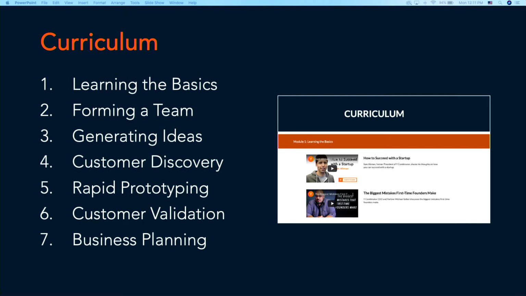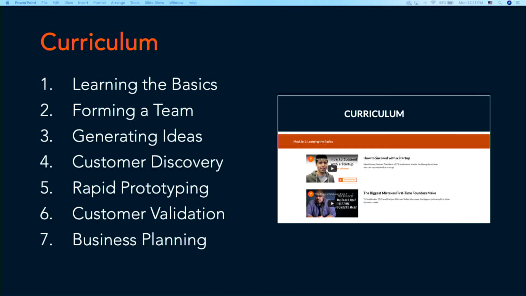The first one is learning the basics, basically getting a bird's eye view of entrepreneurship, and especially for those of you who are kind of new to the game, understanding what the best practices are for getting started as a founder. The second piece is forming a team. As I mentioned, I like to jump right away into the collaboration piece. And even before you have an idea, see if you can find co-founders that you want to work together with.